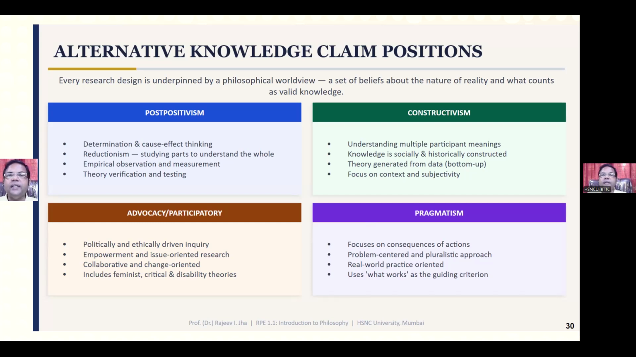Post-positivism, associated with the natural sciences and most quantitative social sciences, assumes that reality exists independently of our knowledge of it, that causes can be identified through empirical observation, and that knowledge claims must be empirically verifiable or falsifiable. This is the worldview underlying most experimental psychology and most quantitative education research. It produces statistical findings, controlled trials, and generalizable conclusions.